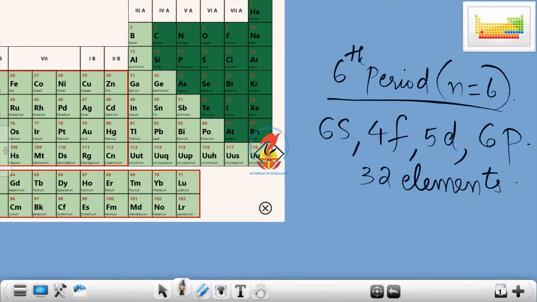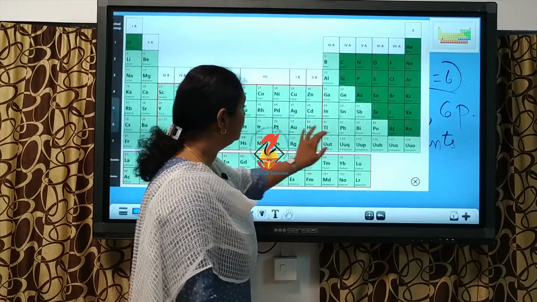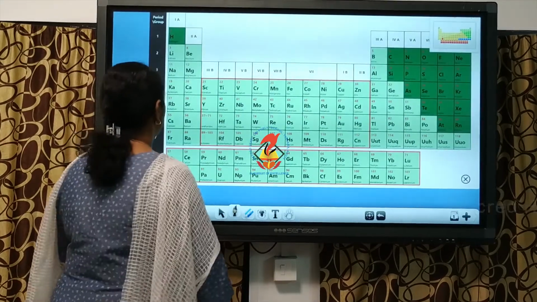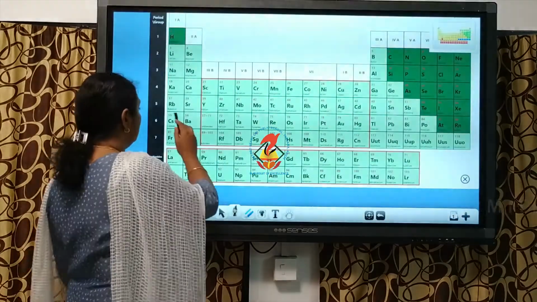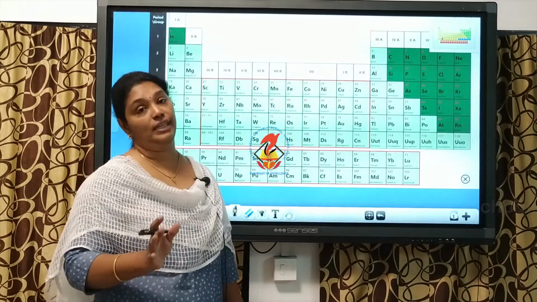And which are the orbitals getting filled in sixth period? 6s, 4f, 5d and 6p. Now let's come to the periodic table. Look at the sixth period. We have the element cesium first, and after that barium, whose 6s orbital is filled.